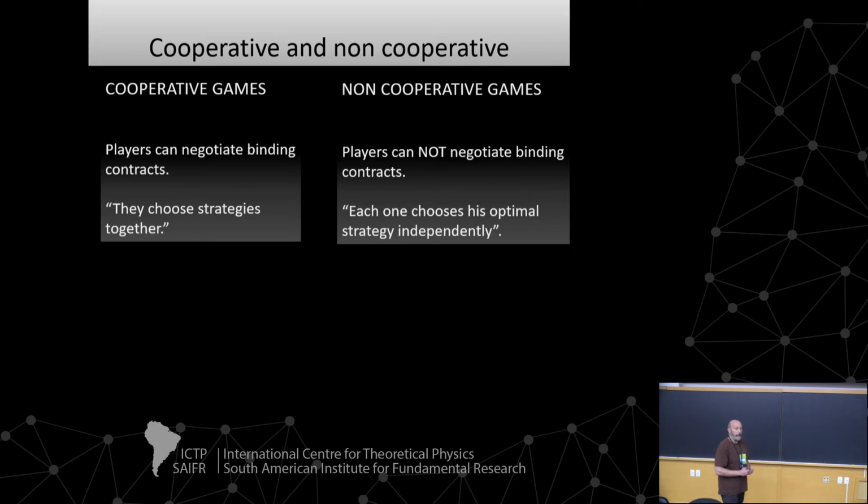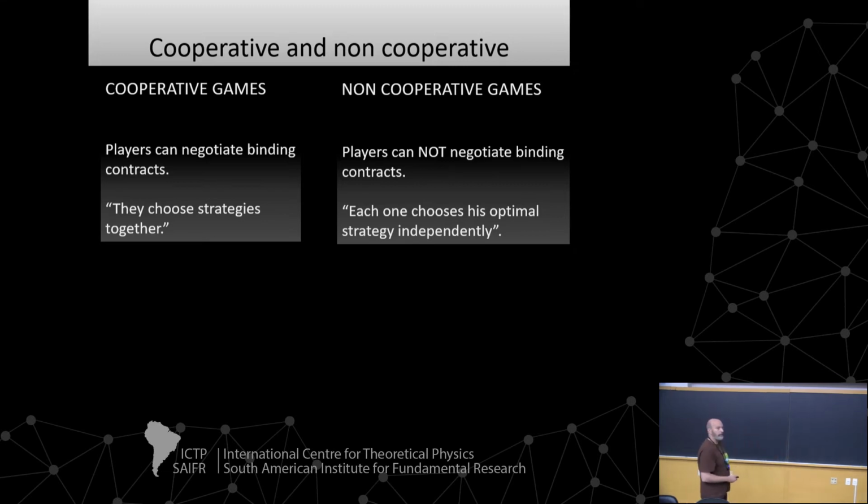In the non-cooperative games, and these are the games we are going to talk about in the next classes, the players cannot negotiate a binding contract. So each one chooses his or her optimal strategy independently. So I don't care about the other individual. I don't want to cooperate with the other individual. The only thing I can do is just to do what is better for me. I don't care for the other one. And this is the idea of non-cooperative games. And this is what we are going to talk about in the next classes.